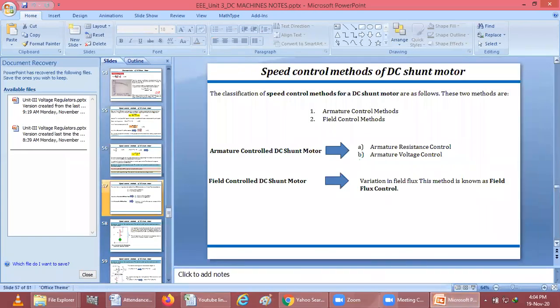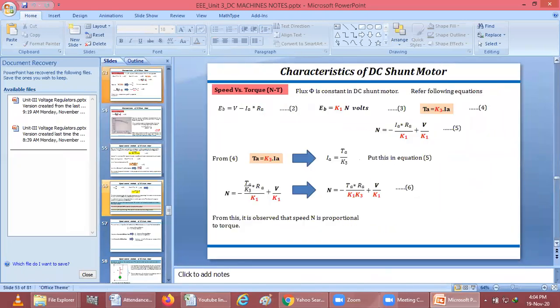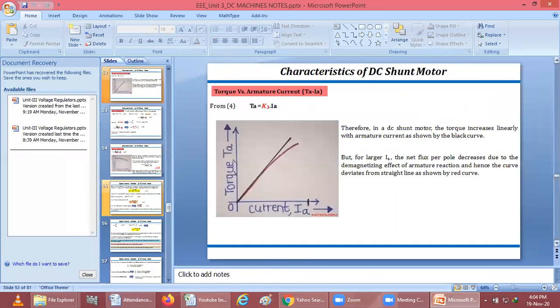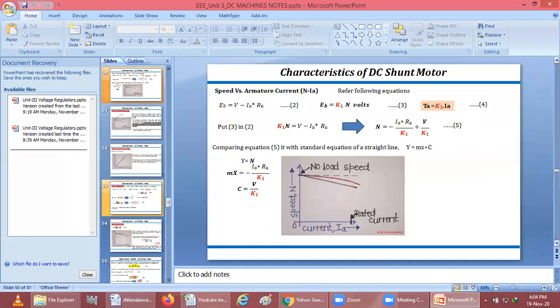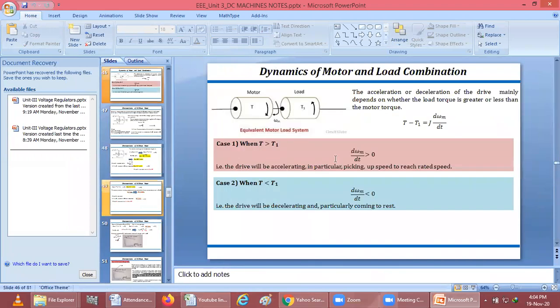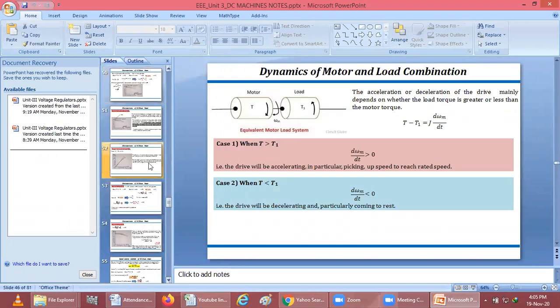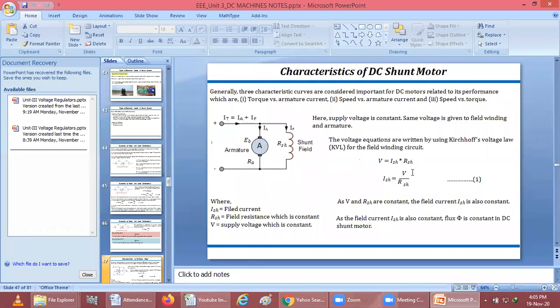Okay. So in today's session, we have studied about the characteristics of the DC shunt motor. We call a DC motor a DC shunt motor when the field winding is in parallel with the armature. At that time, we call that motor the DC shunt motor.